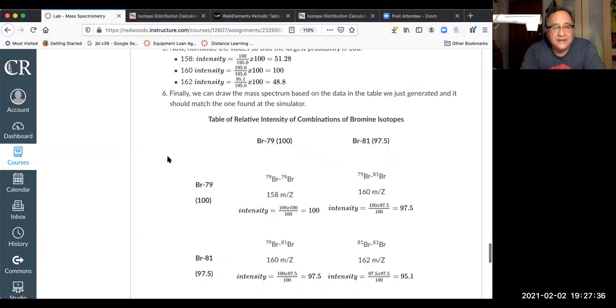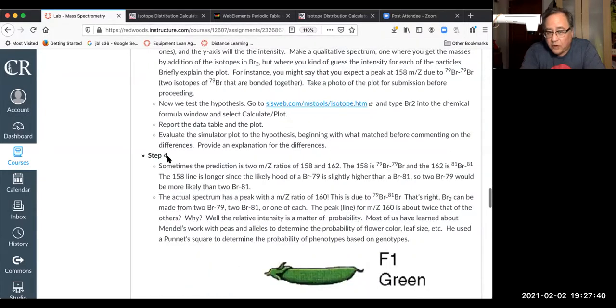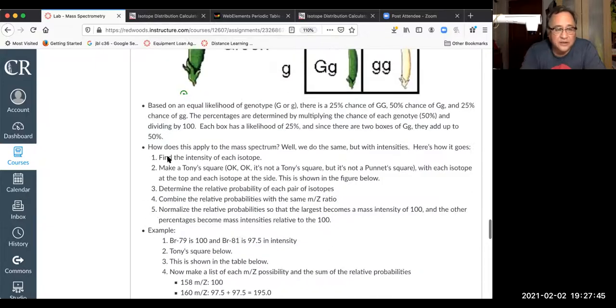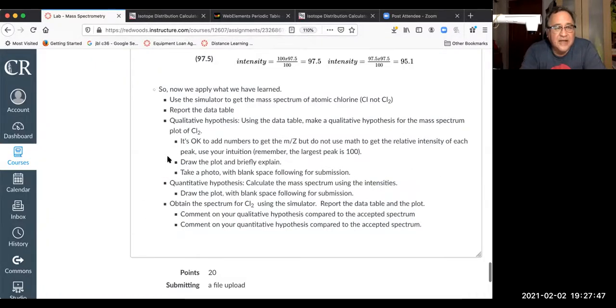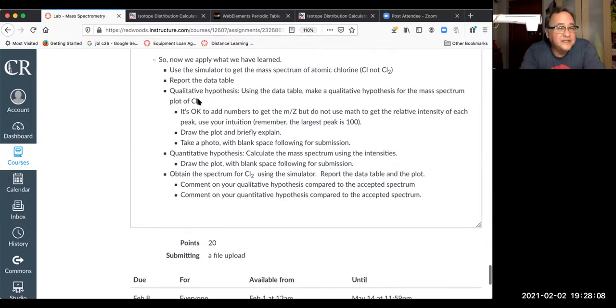Okay, finally, we've gotten into step 4. So step 4 begins with an explanation for why step 3 was a little weird. But there's the last part of step 4, which says, okay, get atomic chlorine and predict the spectrum for elemental chlorine. So we're going to use the simulator to get chlorine, and then we're going to predict Cl2.